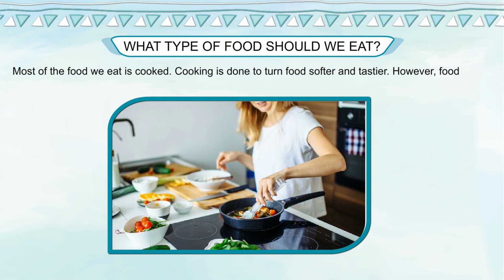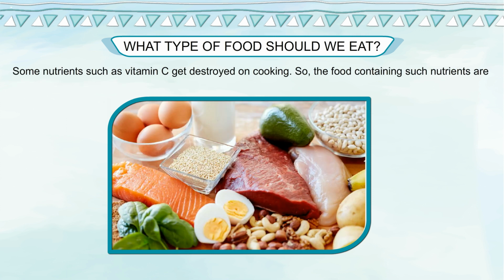Most of the food we eat is cooked. Cooking is done to turn food softer and tastier. However, food should not be overcooked as its nutrients get destroyed. Some nutrients, such as vitamin C, get destroyed on cooking. So, the food containing such nutrients are eaten raw in the form of salads or fruits.